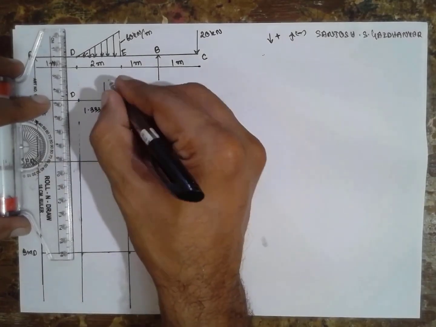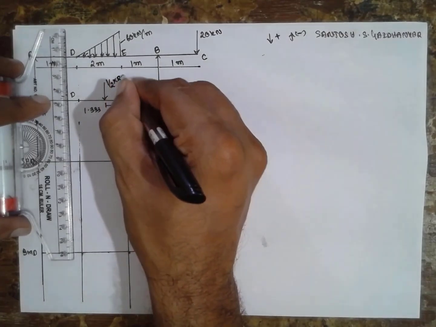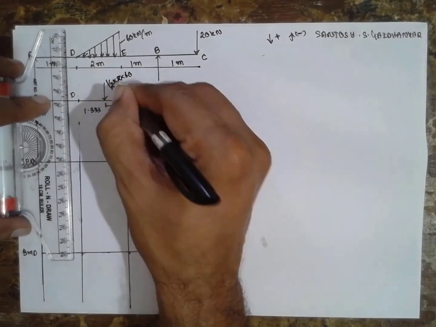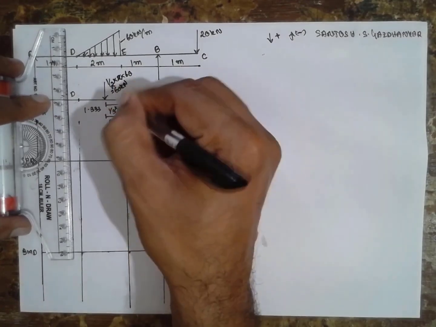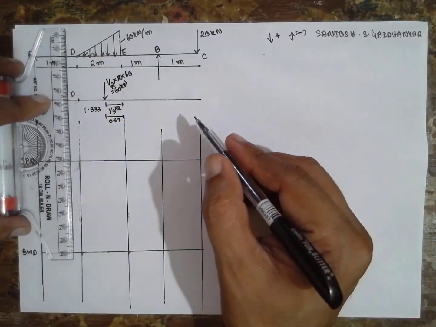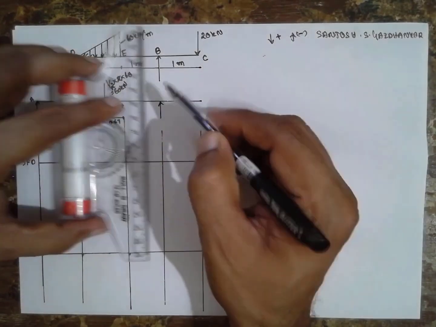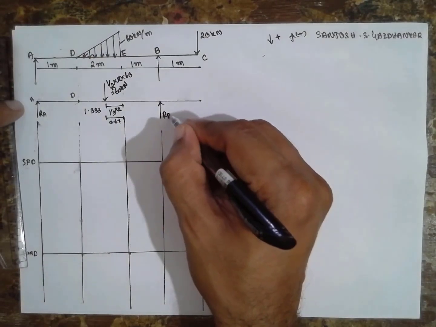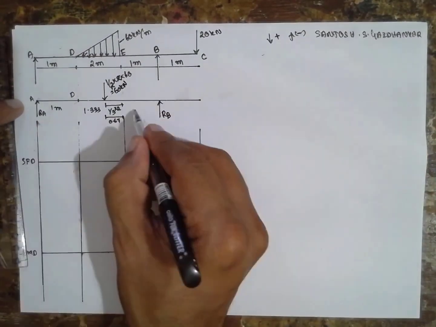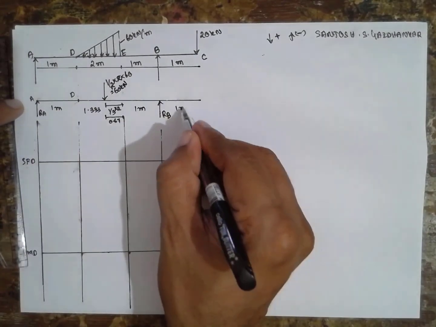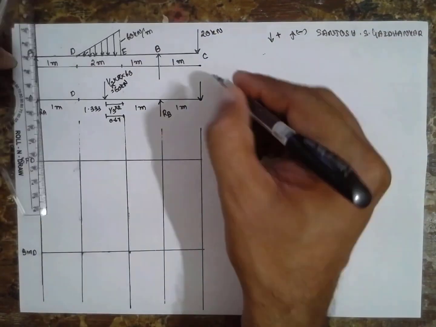And the load acts here: 1 by 2 into base 2 into height 60. That means 60 kilonewton acts downward. Again, this is one more load. Here I will consider RB. 1 meter, 1 meter, 1 meter. One more load here, 20 kilonewton.